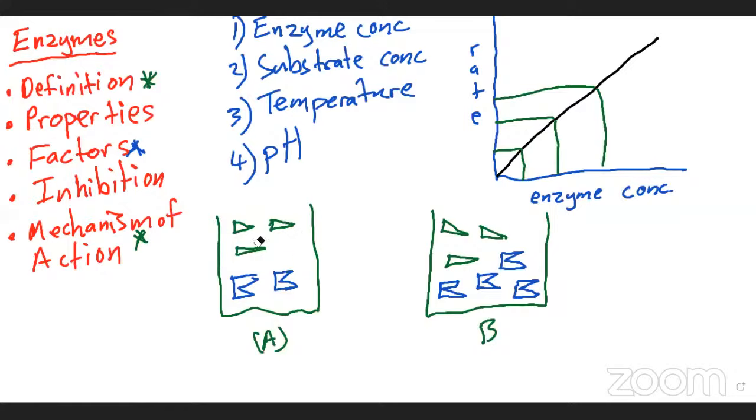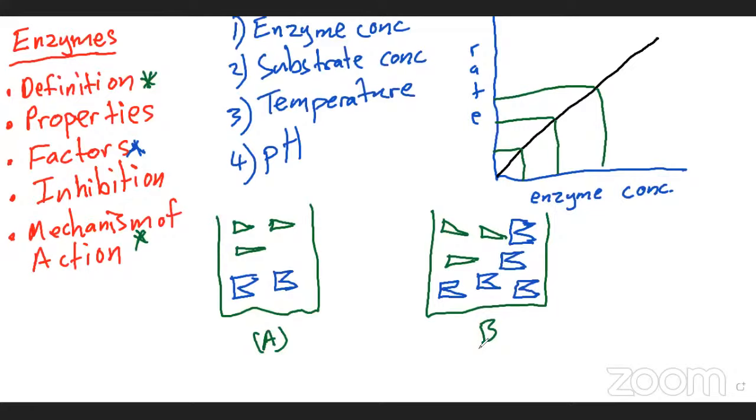So if you have three substrates and two enzymes, and in this one, you have three substrates. Let me put the next enzyme. In which of these two containers, A or B, which one do you think more collisions will take place in? You can answer if you don't want to speak aloud. So this container A has three substrates, two enzymes.